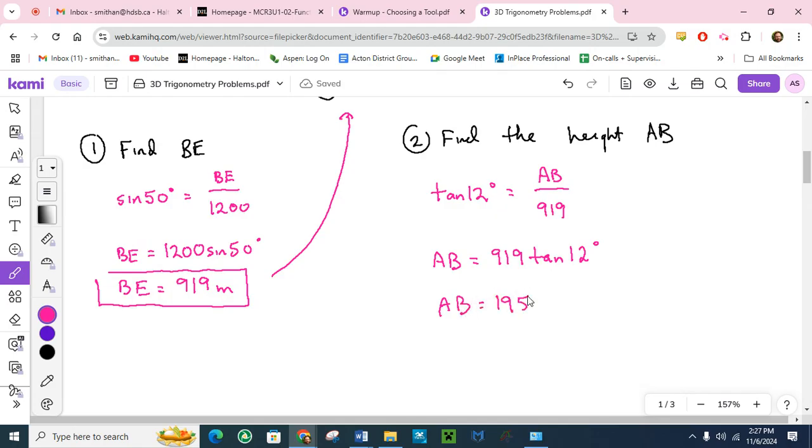That seems pretty tall, but I'm not an engineer who makes these towers. Did you guys get 195 as well? Okay. I'm sure there's towers that are that tall in real life. 195 meters. Tower is this tall.